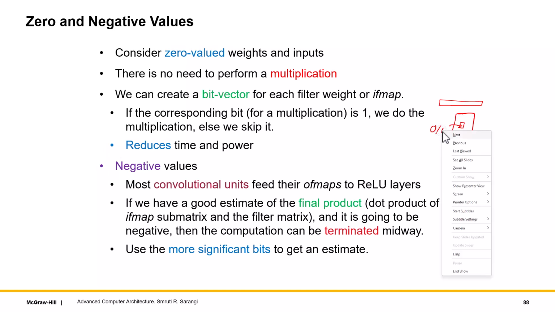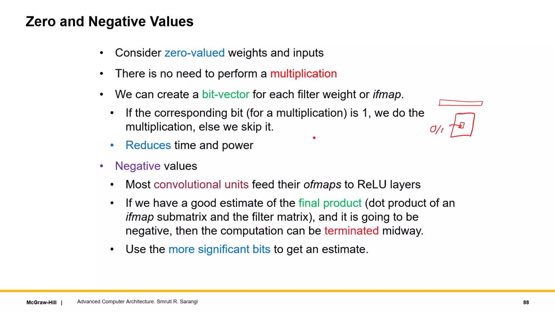whether the value is 0 or non-zero. There is something called a binary CNN also, which I would like to discuss towards the end of this slide. But let's say that you can store a 0, 1 value, where 0 means it's 0 and 1 means it's non-zero. Then if both the values are 1, in the sense that both of them are non-zero, we multiply, otherwise we skip it.